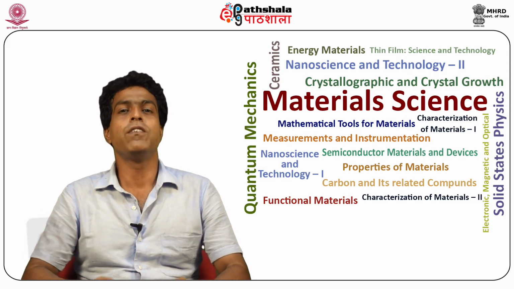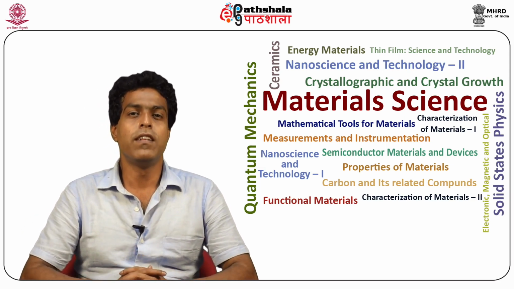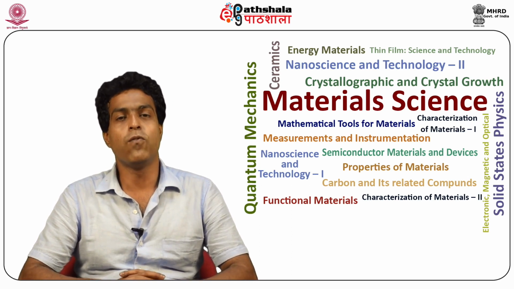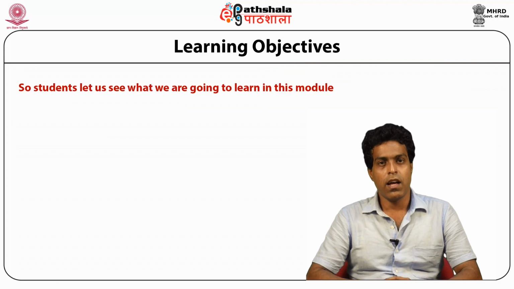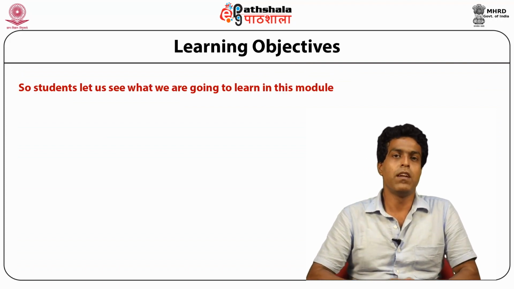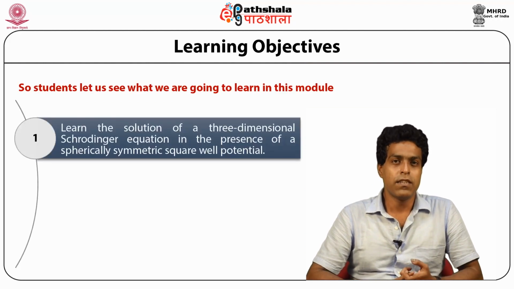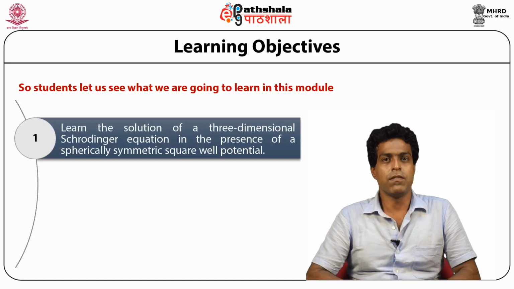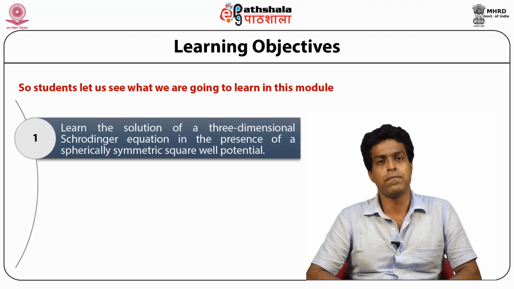Today we are going to talk on the module 3-dimensional square well potential under the paper Quantum Mechanics. After completing this module, the students will be able to, number one, learn the solution of a 3-dimensional Schrodinger equation in the presence of a spherically symmetric square well potential.